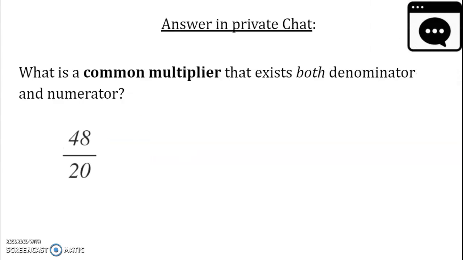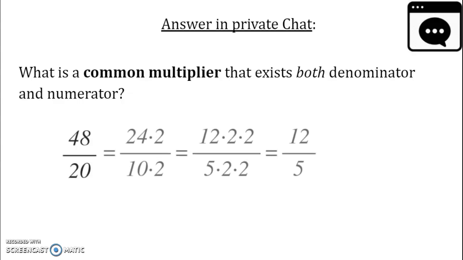Alright, try another one. What's the common multiplier that exists in both numerator and denominator? Please pause the video and try it now. The answer is, here we go. 48 and 20, I can divide both of them by 2 because they're both even. So that becomes 24 times 2 and 10 times 2. It's still 24 and 10, they're both still even, so then I can do that one more time. And that becomes 12 times 2 times 2, and 5 times 2 times 2, and so you are left with 12 over 5 as its most simplified version.